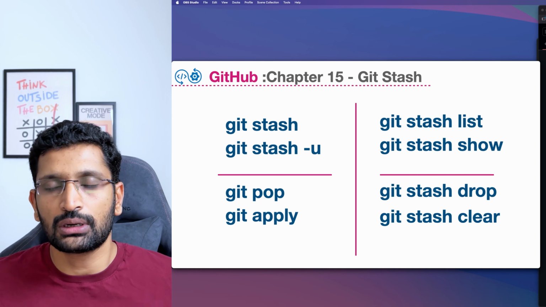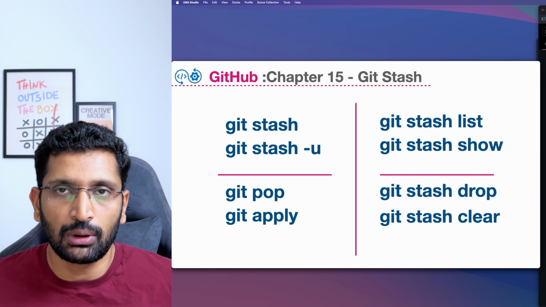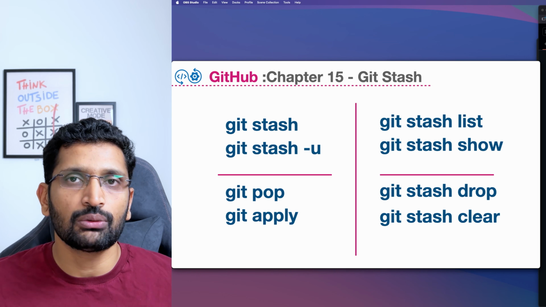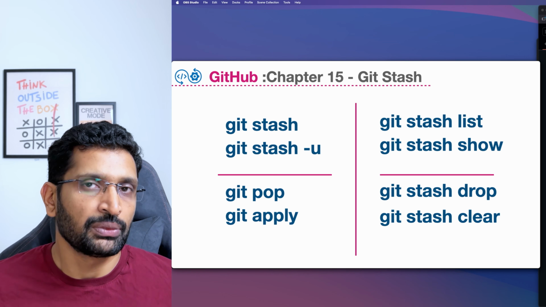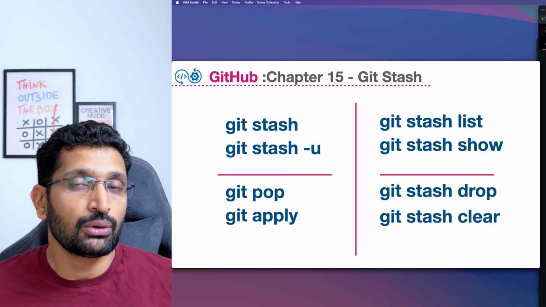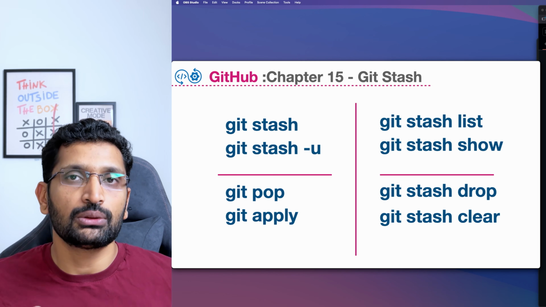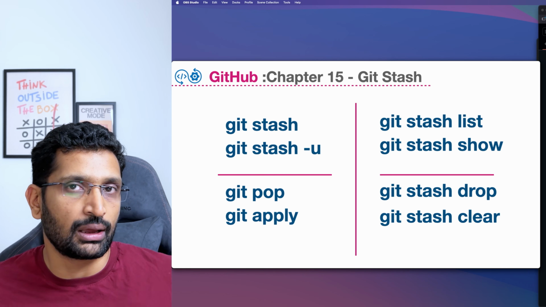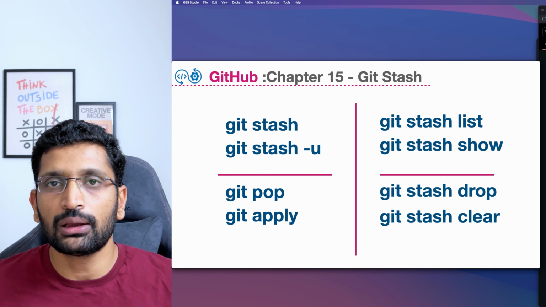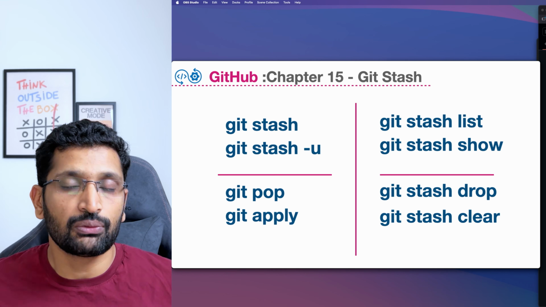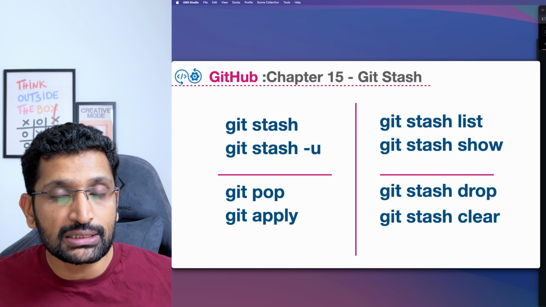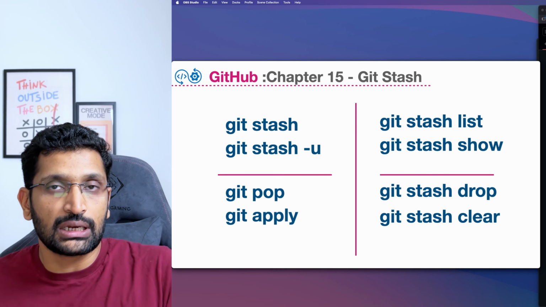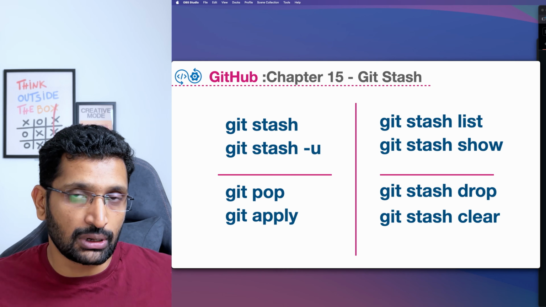So first we are going to start with the obvious git stash command for both tracked and untracked files. Don't worry, I'm going to show you what are tracked and untracked files. Second, we are going to take a look at how you can pop or apply those changes and what the difference is between git stash pop and apply. After that, we are going to take a look at some utility commands, for example, git stash list and git stash view, which will help you to view what you have stashed using the git stash command.